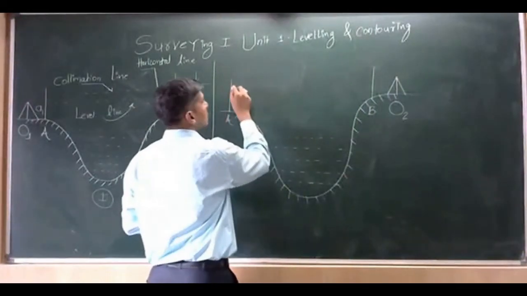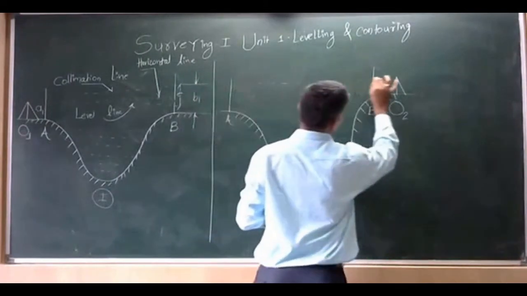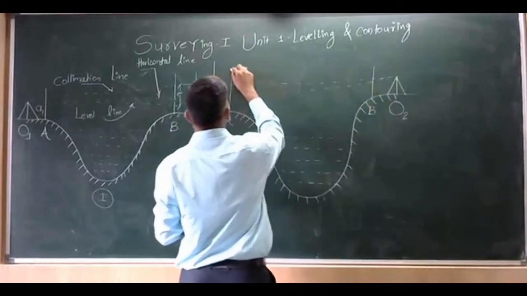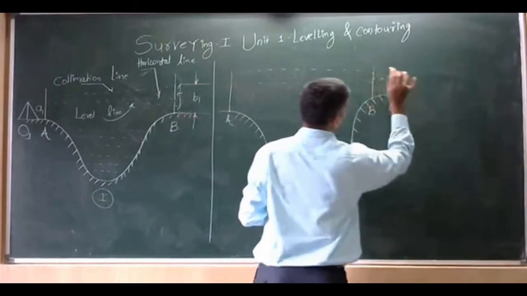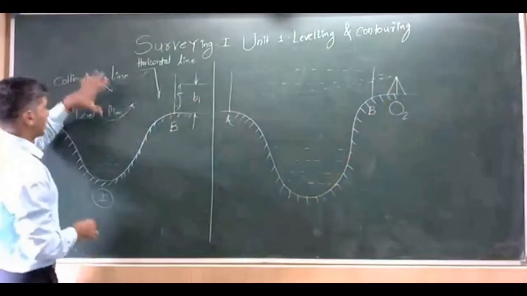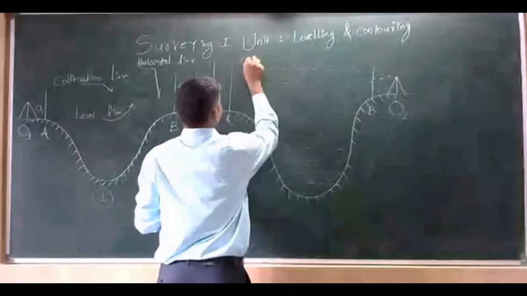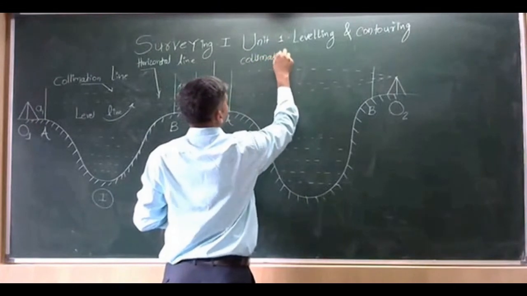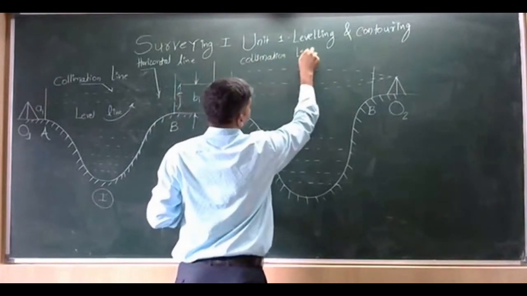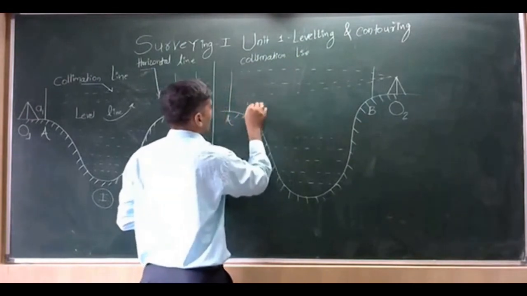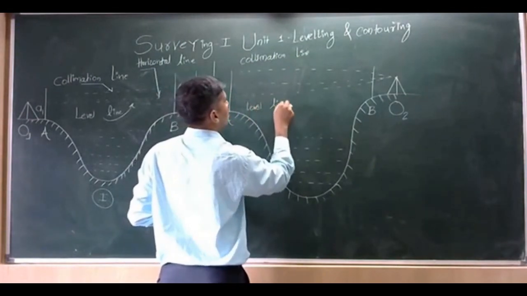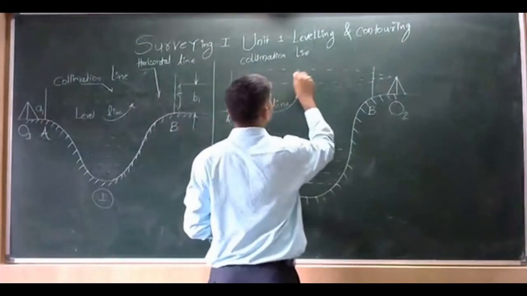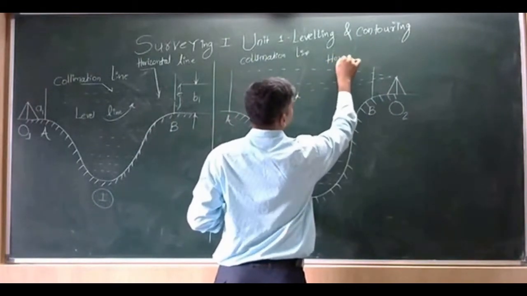So again we are having 3 lines. The first one was a dotted line. Second one may be inclined downwards and third might be inclined upward. Names are almost same. The upward inclined one is the collimation line. The one at lower level, inclined, is the level line, which was our required line, and in between these two we have the horizontal axis.